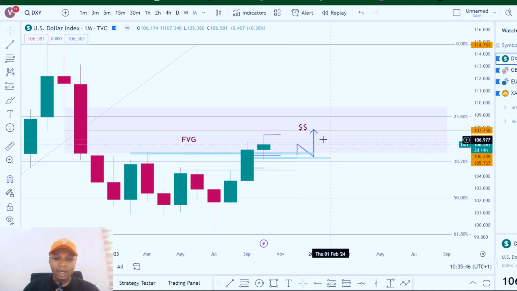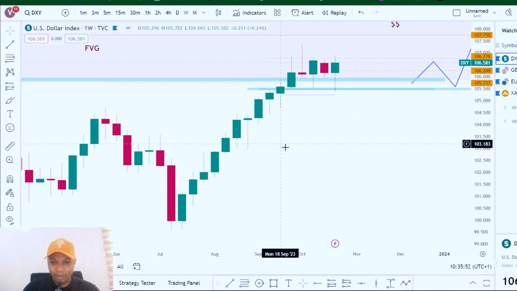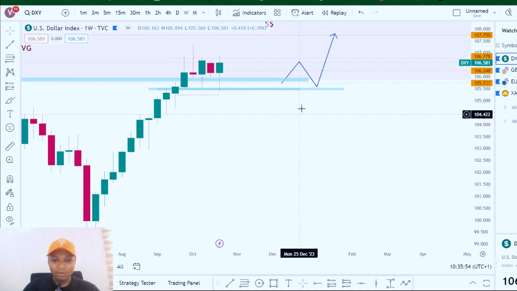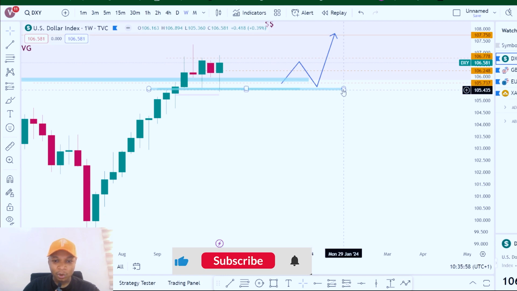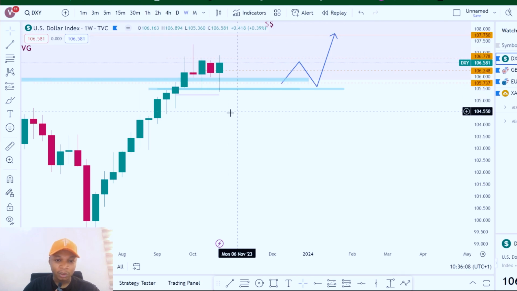So price hasn't gotten to our monthly target, so we'll keep going long on the dollar. If we switch down to the weekly time frame, you'll see that we expected this move for price to go above here and return to this light blue shaded line right here, this light blue rectangle right about this place, and then continue to move upward. And you can see how smoothly price did that.